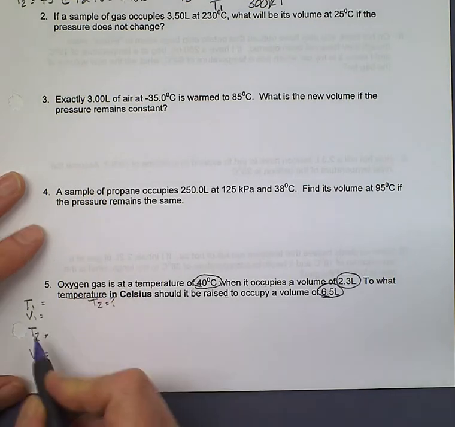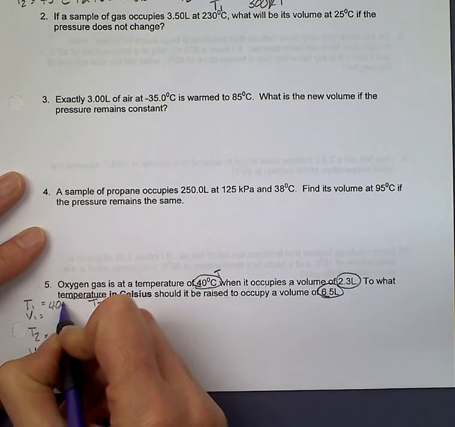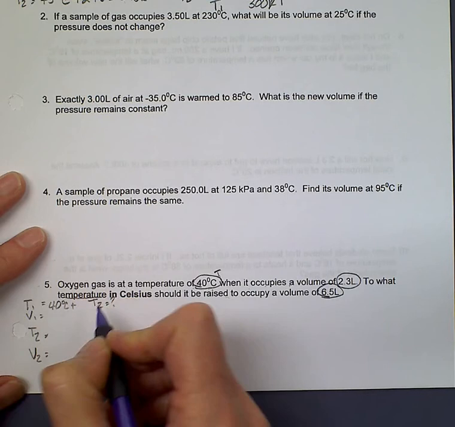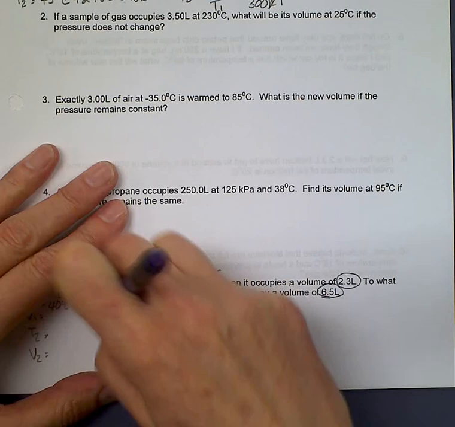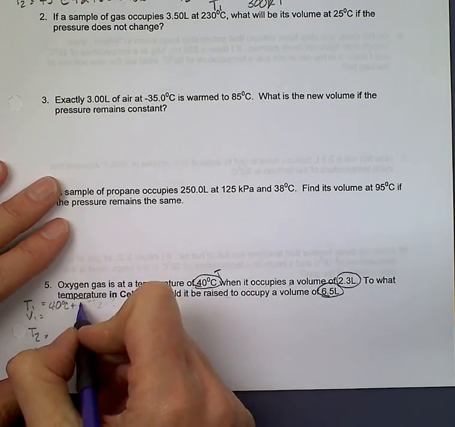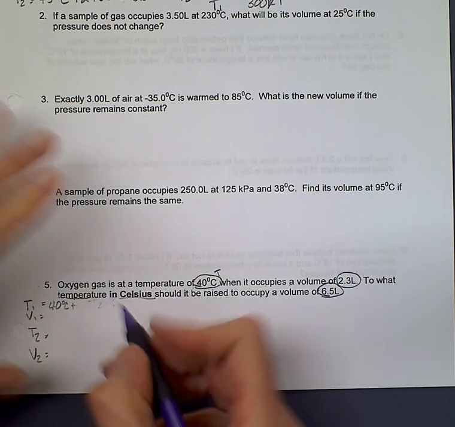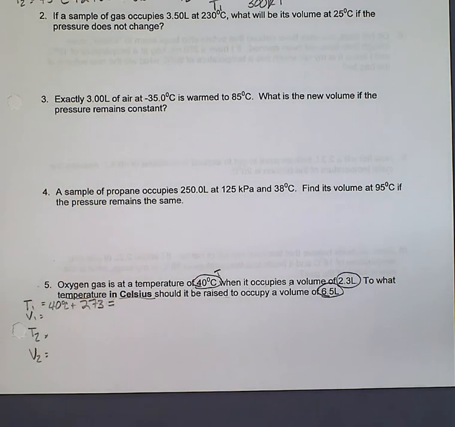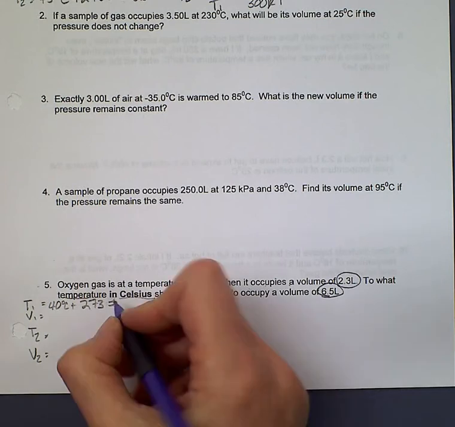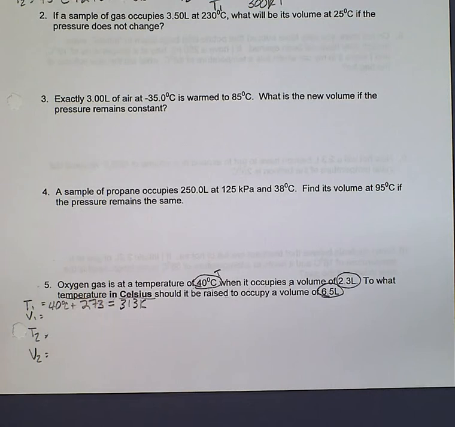Our T1 is 40 degrees C, and remember you must immediately add 273 because your temperatures must be in Kelvin. Even though they want the answer in Celsius, you have to do the calculation in Kelvin. Alright, so we've got, oh well, it's 313, pretty sure.